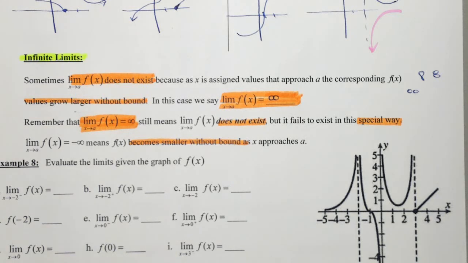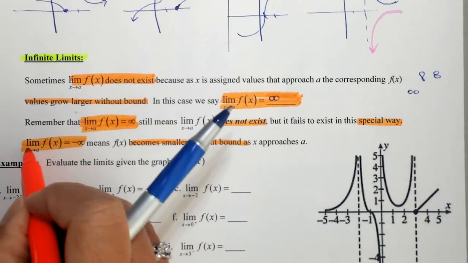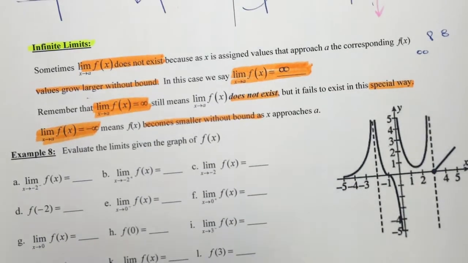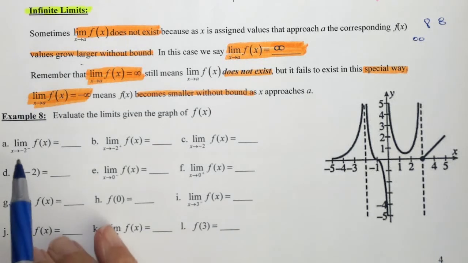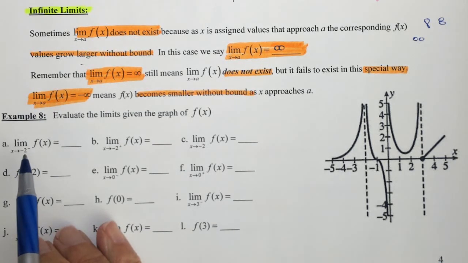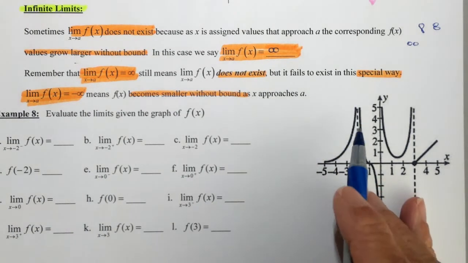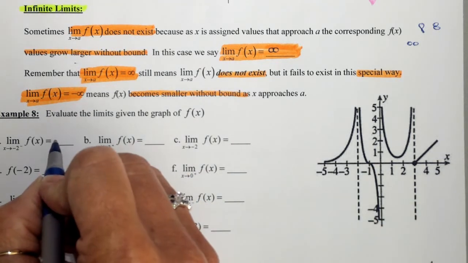Okay, so let's take a look. This here too. Forgot to highlight. All right. So it could be either positive or negative infinity. So what we want to look at here is the limit as x approaches negative 2 from the left. So here is negative 2 from the left. Where is that graph going? Positive infinity.